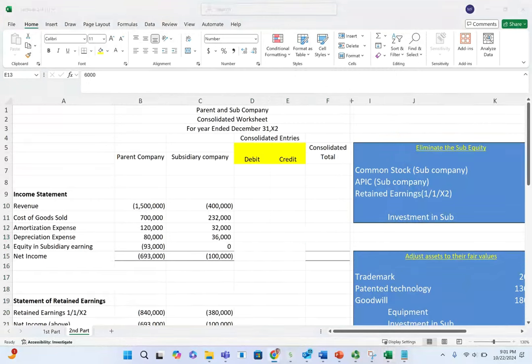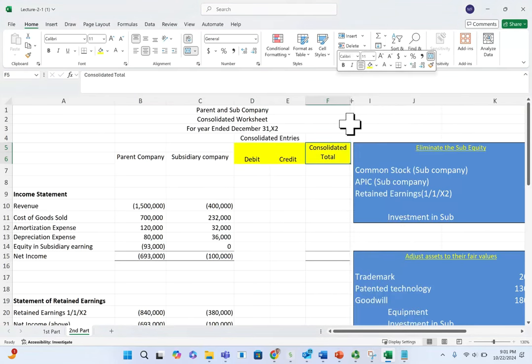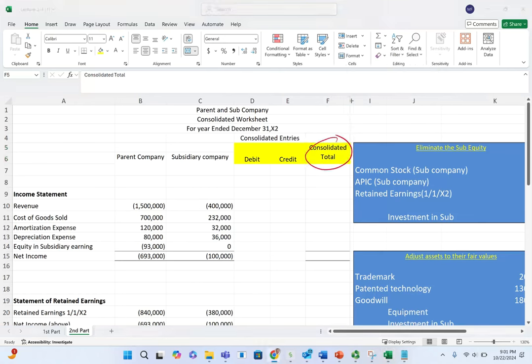What you are looking at here is the income statement of the parent company and the income statement of the sub. Then we're going to have to prepare consolidated entries to get the consolidated number, the final number. This is the consolidated financial statement. We have to arrive at that level. So how do we do this?